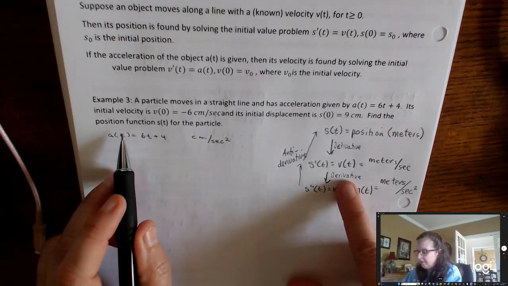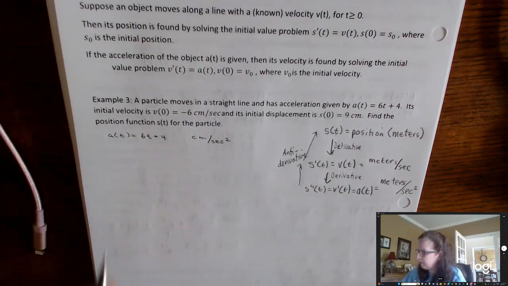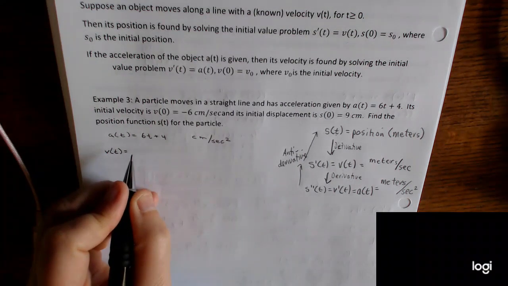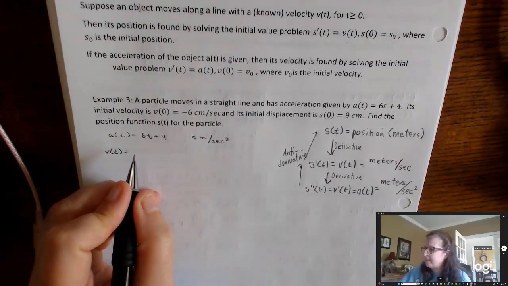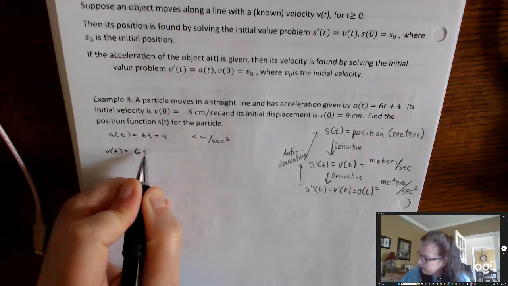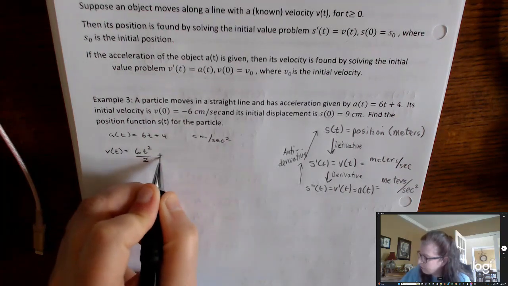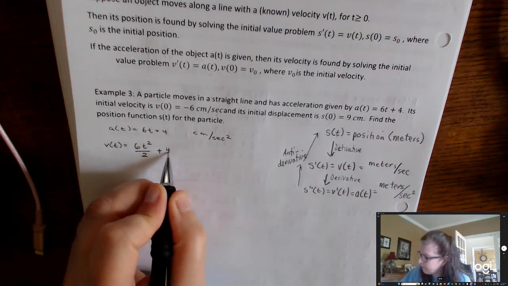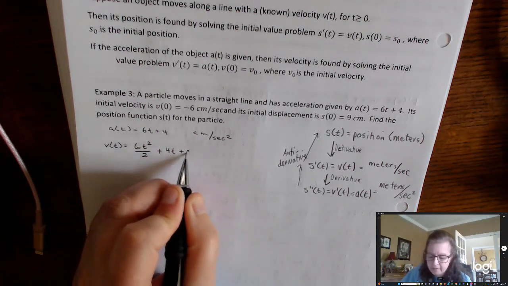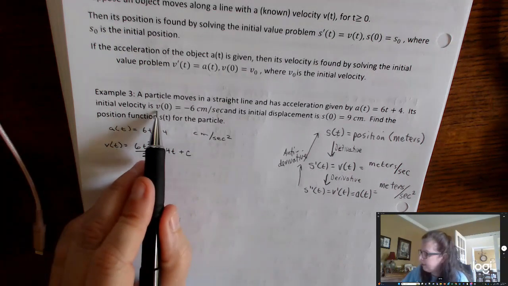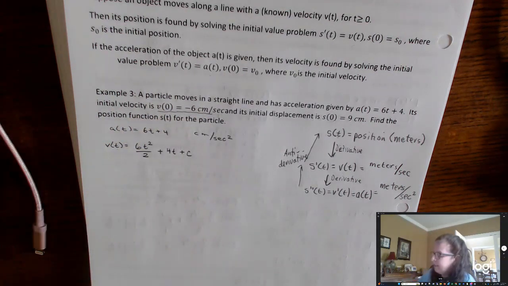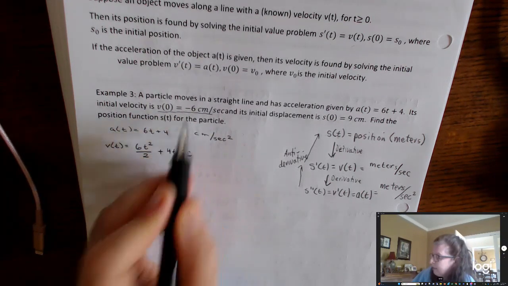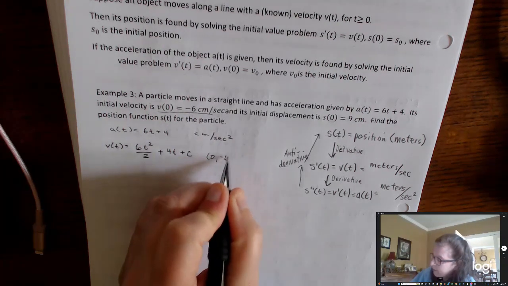So to go from a of t to v of t, we need the antiderivative, so v of t is equal to the antiderivative of 6t, which is 6 t squared over 2, and the antiderivative of 4, remember we have to use the variable, don't put 4x, the variable is t this time, so that's 4t, and then we have plus c. But we know that the initial velocity is, when t is 0 seconds, the velocity is negative 6, so we have that point 0, negative 6, so we can find c.